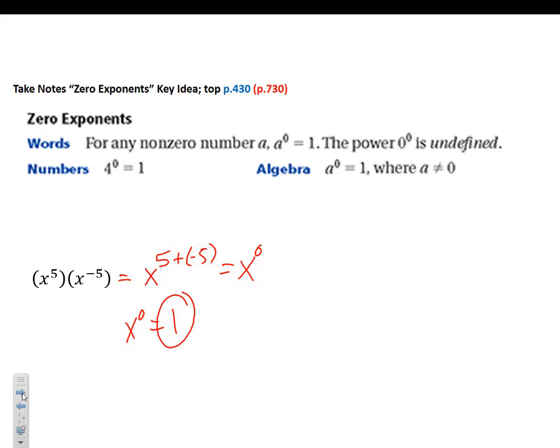Over here, we have another example. X to the 8th divided by x to the 8th. Well, I'm sure you already know that is equal to 1, because anything divided by itself is equal to 1. But using the property of exponents that we've learned, what do we do with those exponents when we're dividing with a common base? You are correct again. We subtract them. So this would be x to the 8 minus 8, which equals x to the 0. And again, x to the 0 is equal to 1.